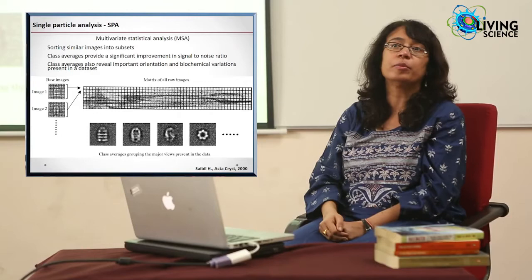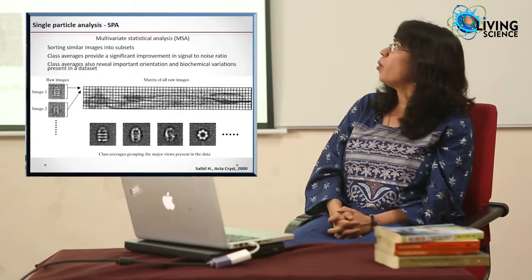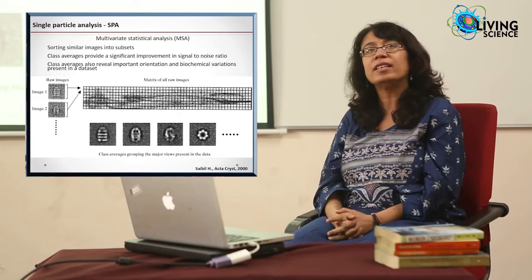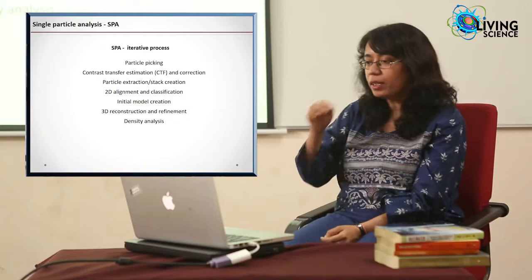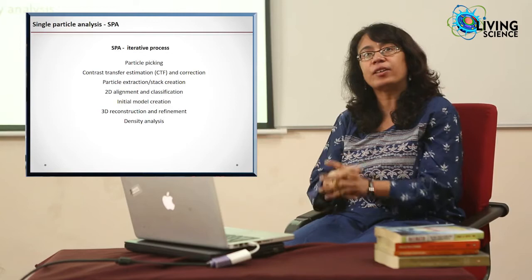Essentially, it's very important that the biological molecule is in a random orientation. All of these random orientations or images are captured, and these are then sorted into subsets. Here there's application of multivariate statistical analysis to sort these different looks or orientations of the particle into various subsets, and to generate class averages, which are then aligned, and an initial model is generated, which is taken into 3D reconstruction and refinement.